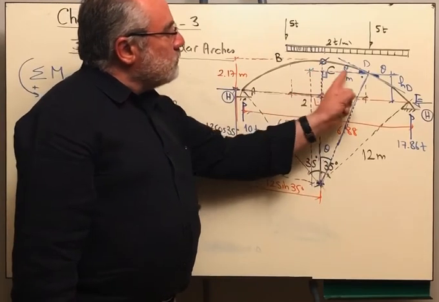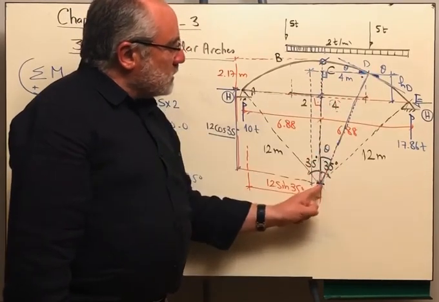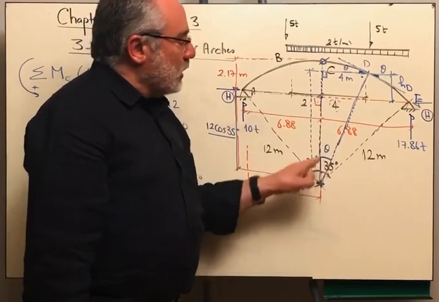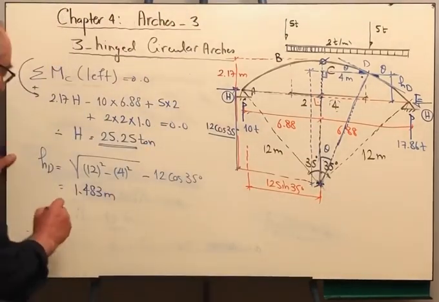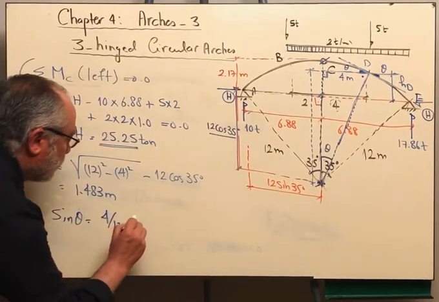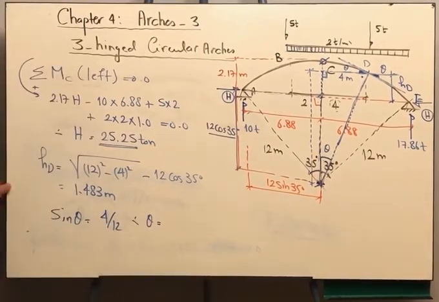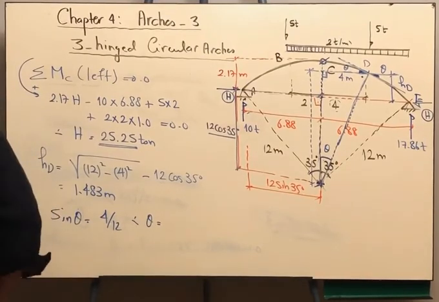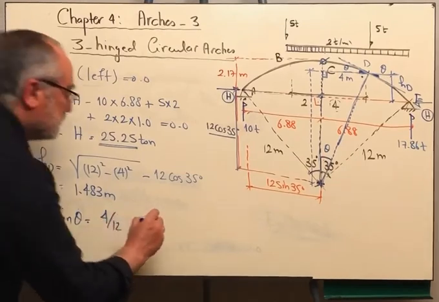Okay, so how can we get the angle theta? We know the 4 meters and we know the hypotenuse is 12. So we can say that sine theta is equal to 4 over 12. From there you can determine the magnitude of theta, and it will be 19.47 degrees.